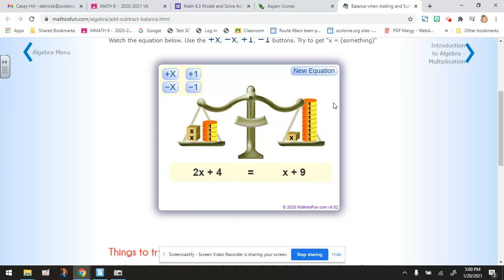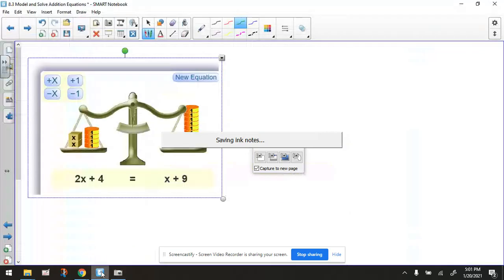This one looks good. All right, let me take a screenshot of it. Let's make sure it captured.